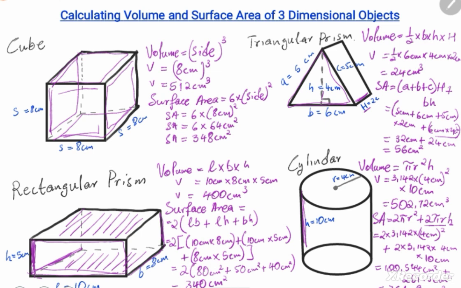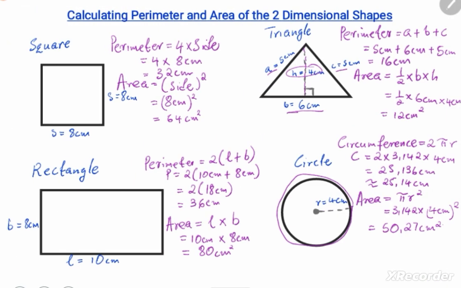So that's it in terms of calculating the volume and the surface area of three-dimensional objects. But I want you to notice something here. When we did the area of a square, we said it is 64 square centimeters because we squared this one here. But in particular, I want to look at other areas except for the square. The area of the rectangle is length times breadth. The area of a triangle is half base times height. And the area of a circle is pi r squared.